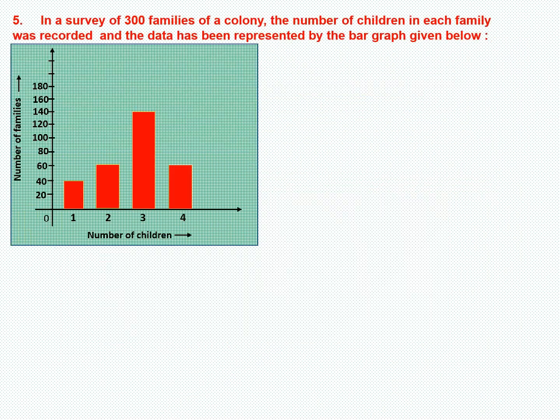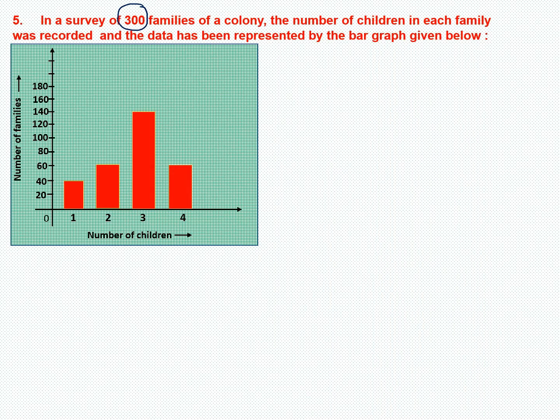Now, question 5. In a survey of 300 families of a colony, the number of children in each family was recorded, and the data has been represented by the bar graph given below. So this is a different question where you don't have to construct a graph. The bar graph is already given to us, but based on that, we must answer a few questions.